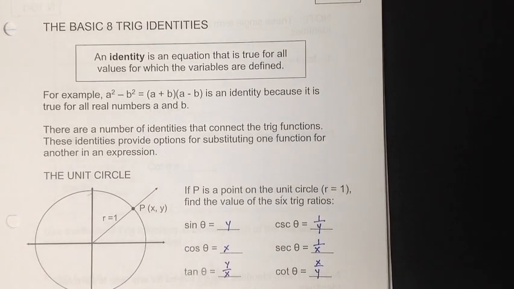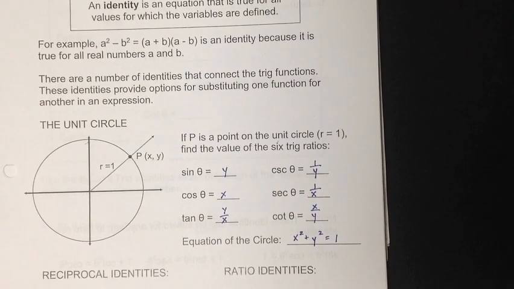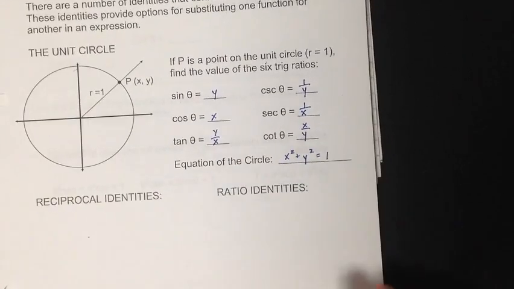And the equation of this circle is x squared plus y squared equals 1. You learned that in geometry. I don't know if you remember it, but that is the equation of a circle from geometry when the center is 0, 0. Okay. There you go. x squared plus y squared equals 1. Now, this gives us our first 5 identities here.